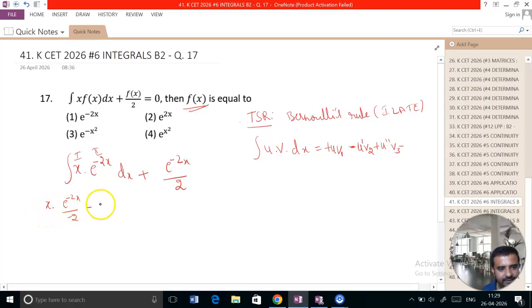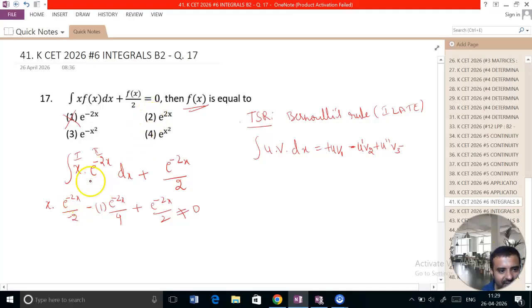What is the differentiation of x? It is 1. What is the integral of e power minus 2x? E power minus 2x by minus 2, into minus 2, is plus 4. Minus changes to plus. And what is the differentiation of 1? It is 0. So we have to stop. And what we are left with is e power minus 2x by 2. See, this is not equal to 0. So option 1 is not correct.